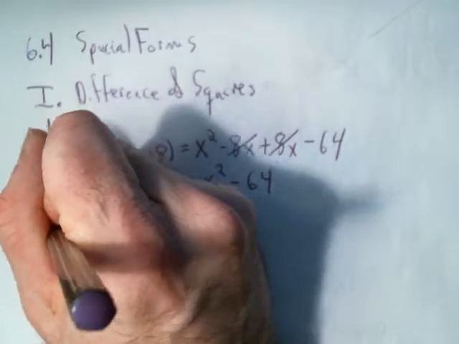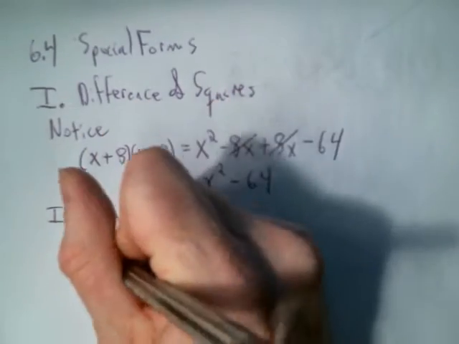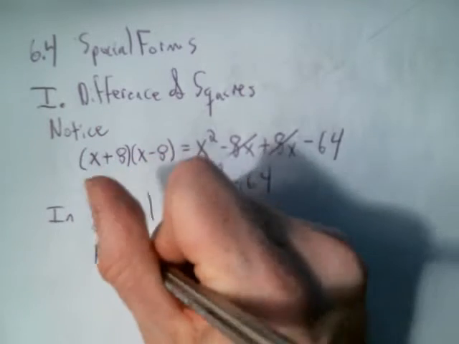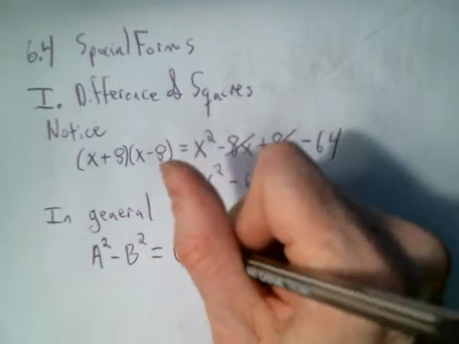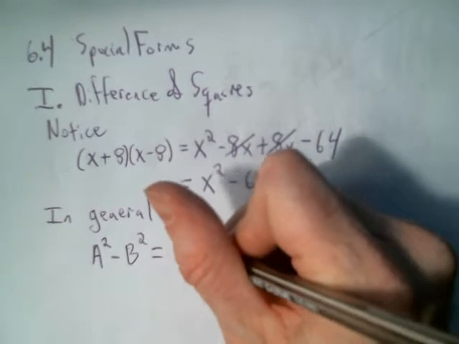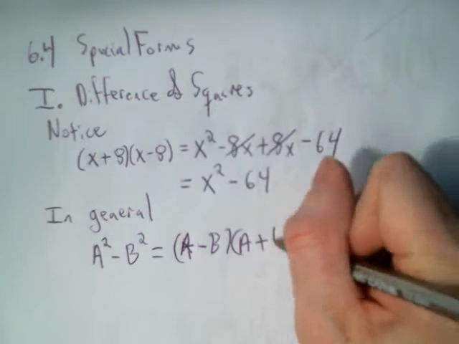And in general, we'll note if you're given the form a squared minus b squared, you can automatically factor it as a minus b times a plus b.